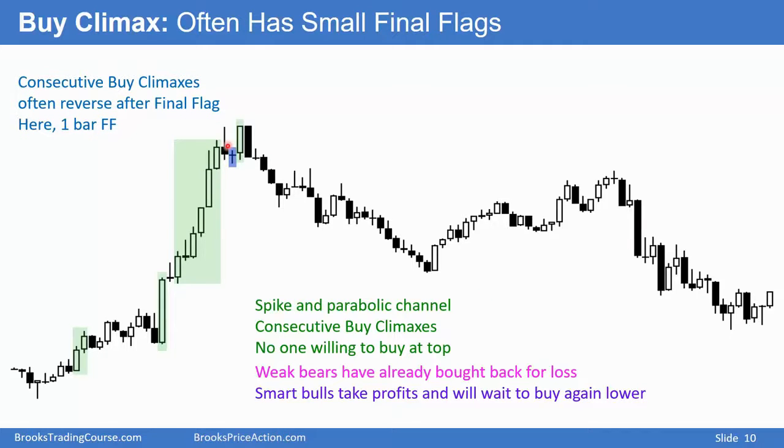Consecutive buy climaxes often have a small bull flag for the final bull flag. Sometimes it's simply a single bar. Here, you can call it 2 bars if you want. To me, the pullback, this bar below that low, is the pullback bar. It's a 1-bar bull flag, and it's only a doji, but bulls are aware that after a series of buy climaxes, sometimes you get a very unremarkable bull flag, and it's the final flag in the bull trend.